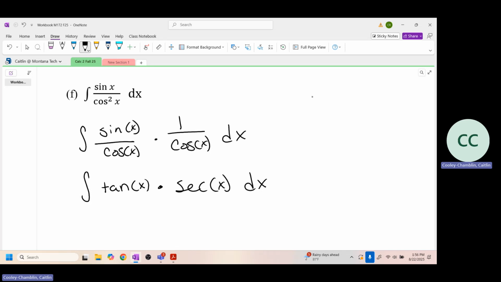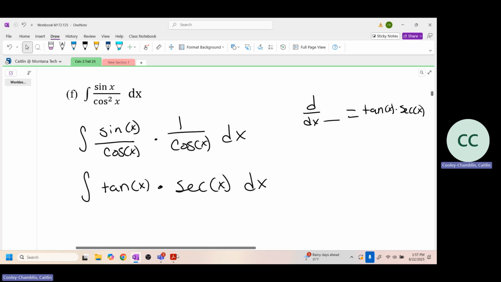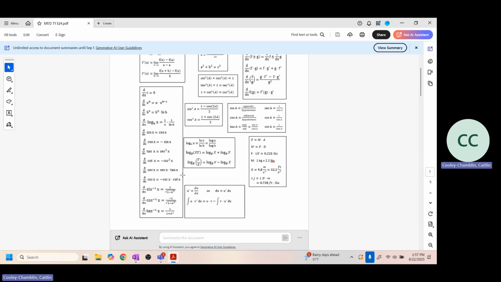Now let's ask yourself, the derivative of what function gives me tangent of x times secant of x? Let's go see if that's an antiderivative. Hey, there's secant and tangent right there. And the derivative that gives me that is secant.